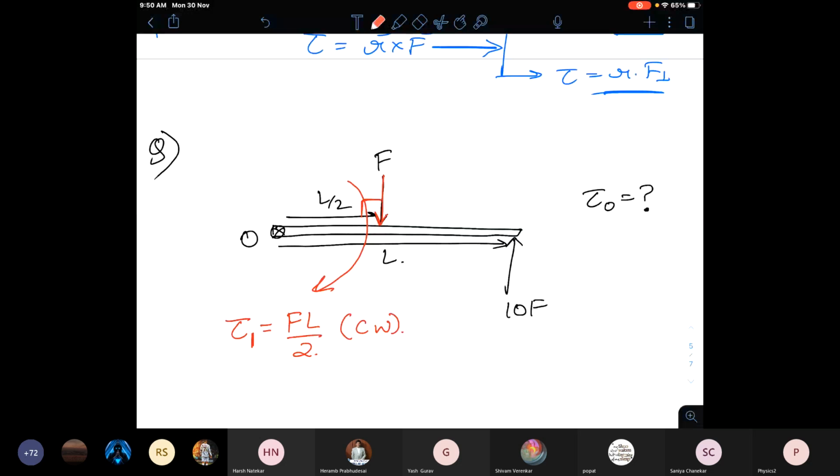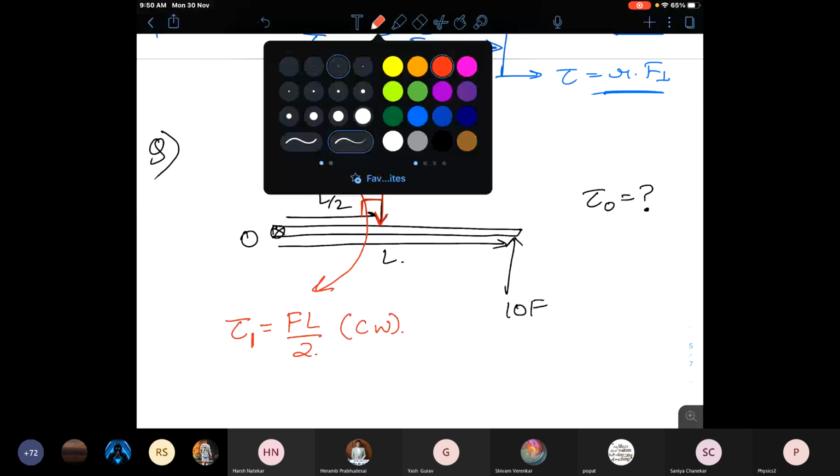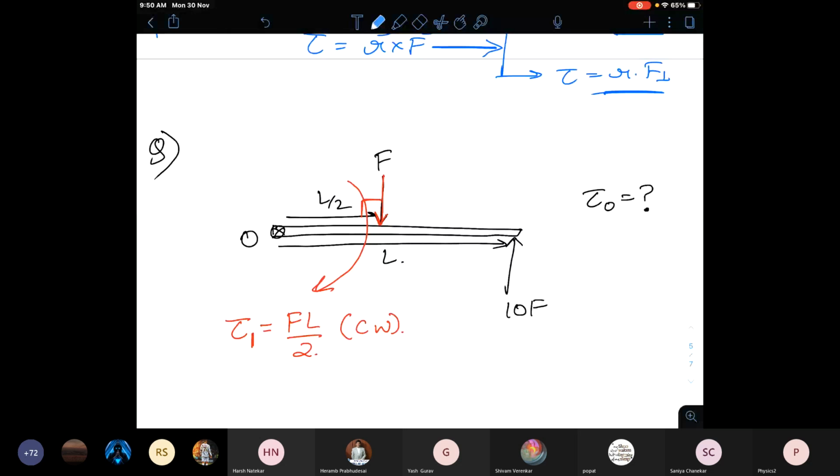Now let's talk about 10F. We have not discussed anything about 10F yet. So now I am writing the torque due to the second force, that is the 10F force. Again you can see that L and 10F are perpendicular to each other. So R perpendicular into F, 10F into L will be the magnitude.